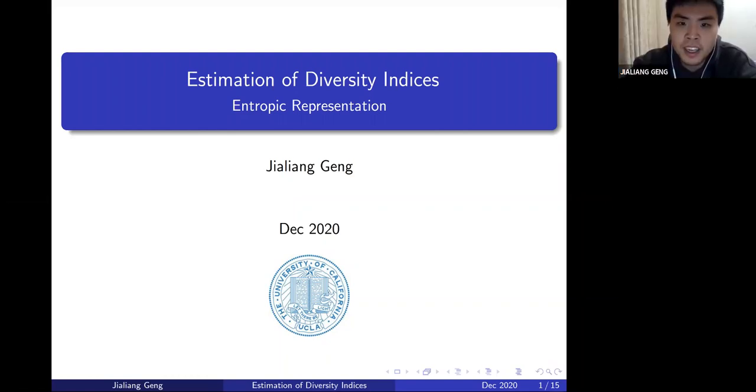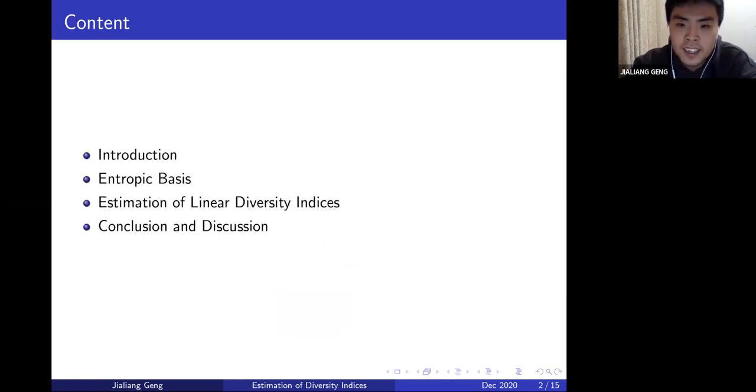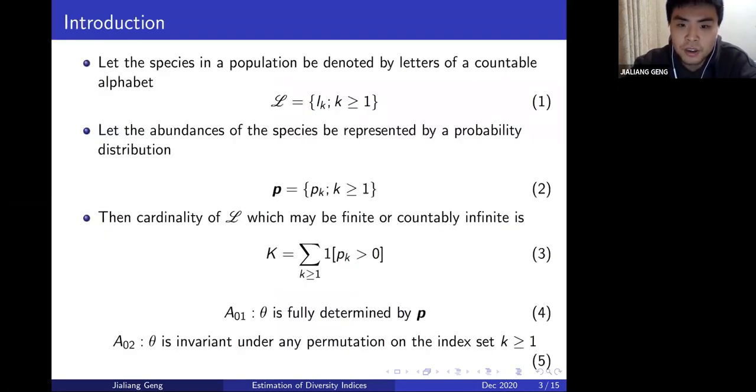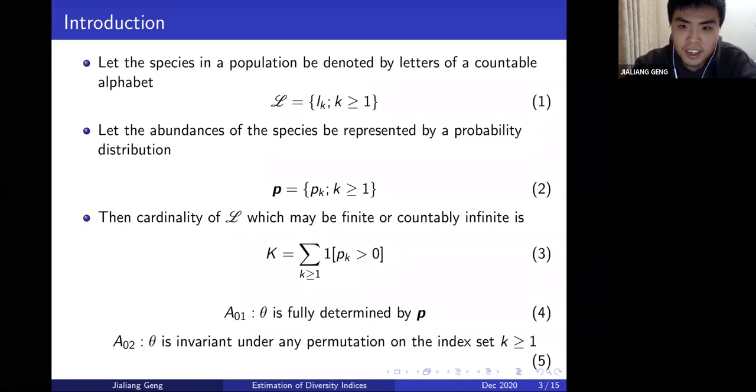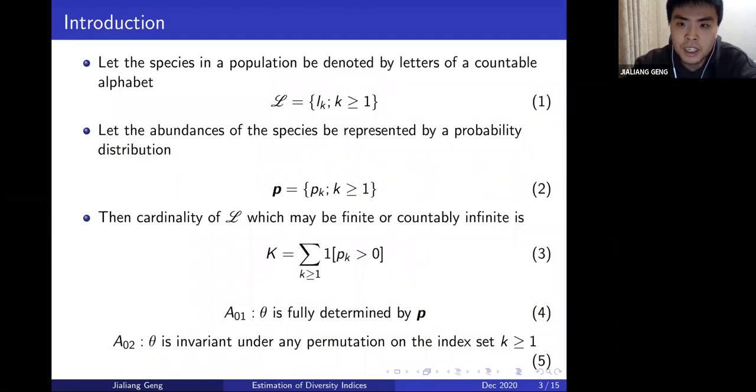So today I'm going to talk about the estimation of diversity index. Actually, it's estimation of linear diversity index. Next slide, please. So what is a diversity index? The diversity index is a function we use to estimate the diversity of the objects we want to study in nature. Sometimes it can be the diversity of the features in linguistics. Sometimes it can be a diversity of the cancer cells in a tumor.